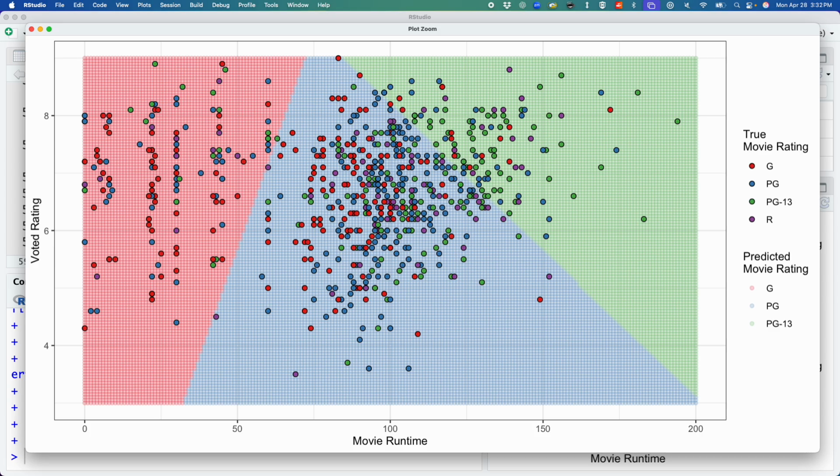Yes, and so in this space, when I go up to a movie runtime of, I don't know, 30 minutes or whatever that is, and then as the vote rating changes, I would predict that it has a G rating. Over here, I would predict that it has a PG rating, and over here, I would predict that it has a PG-13 rating. And I did this by the expand grid. You can look in the code to see how we do it.